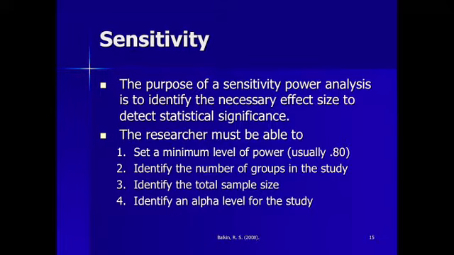And then finally, a sensitivity power analysis tells you what's the necessary effect size in order to detect statistical significance. Again, you set your minimum power at 0.80 and you identify the number of groups in your study and your sample size and alpha level. And this tells you what type of effect you need to have. So if you didn't find statistically significant differences, a sensitivity analysis can tell you what you actually needed in order to find those differences. Or if you do find differences, a sensitivity analysis can tell you what your effect size needed to be in order to find those differences. What's the minimum effect size you needed?